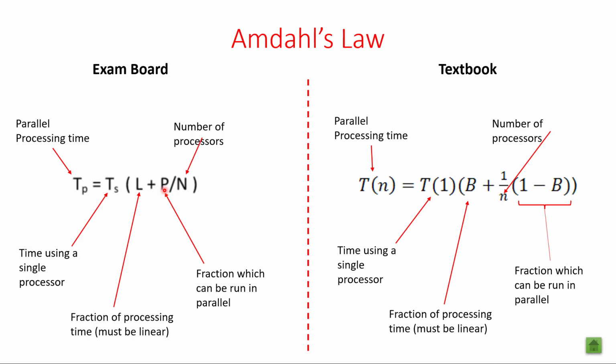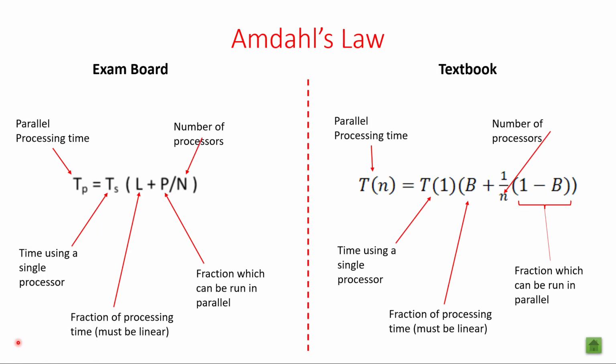The fraction which can be run in parallel, so let's say it's 20%, for example, that would be 0.2. That can be run in parallel, and you put those numbers in, and the fraction of the processing, so if that one's 0.2, so 20% can be parallelized, then that would be 0.8 in there. These two numbers together should make 100%.